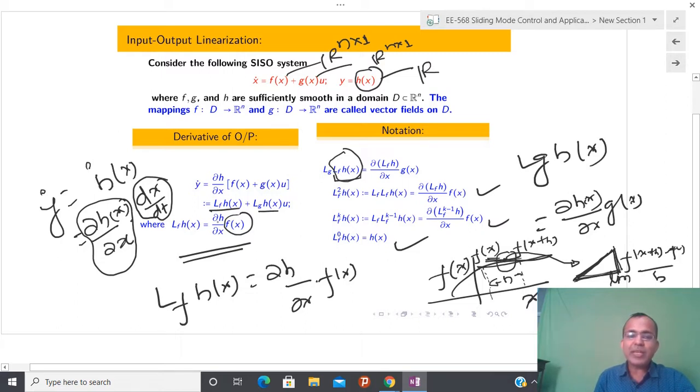Due to that reason, you can see that whenever you are calculating L_f of h(x), this point and this point may not lie in the same space. It might be possible that it lies on another manifold, this point on one manifold and another point on this manifold. Due to that reason I have to introduce some new concept of derivative, and so the Lie derivative comes into the picture.